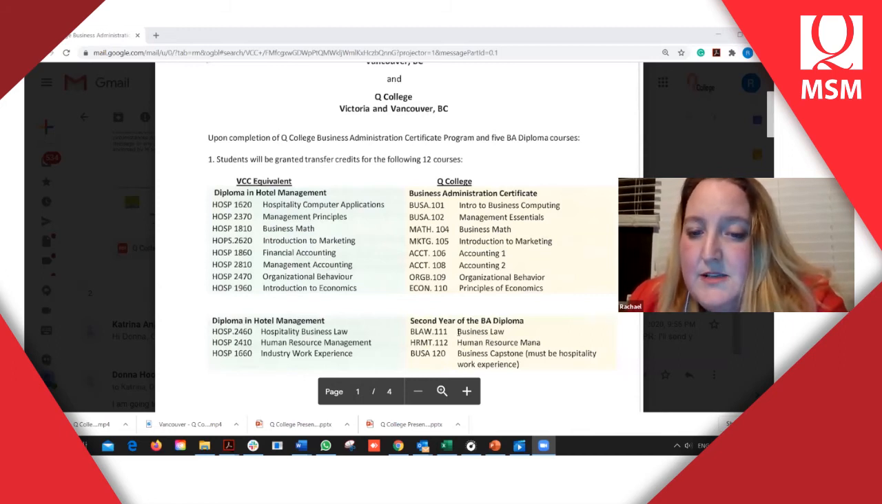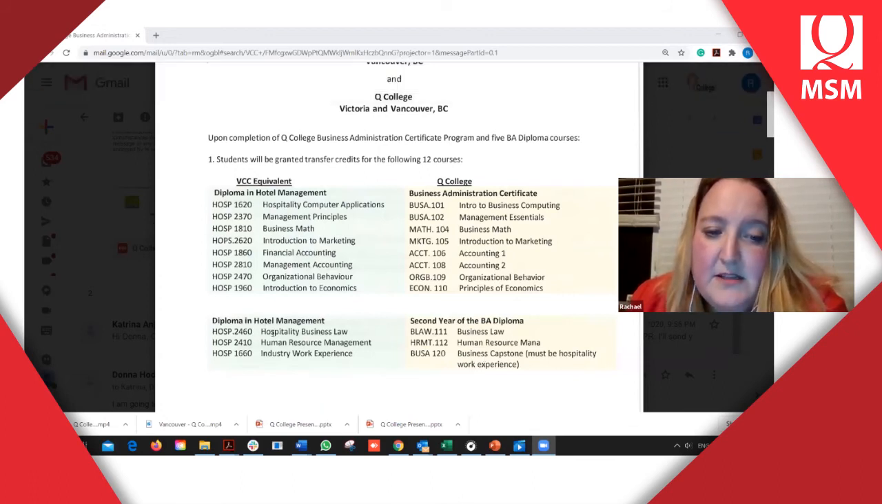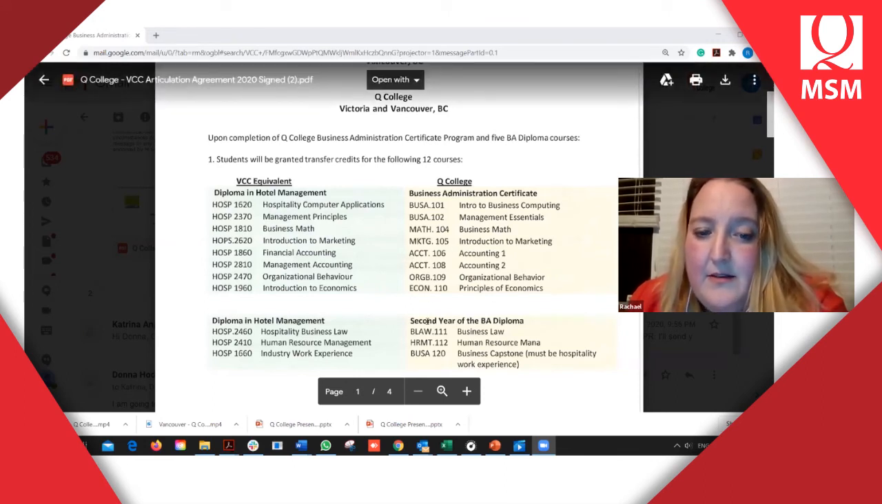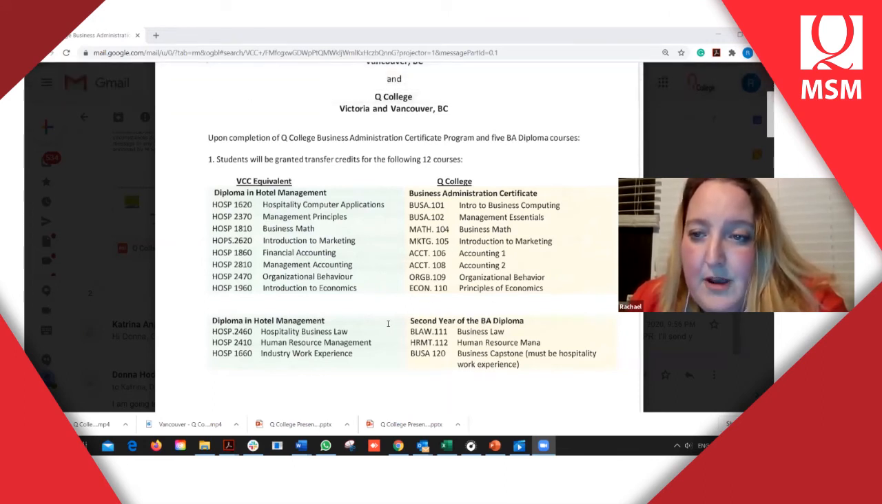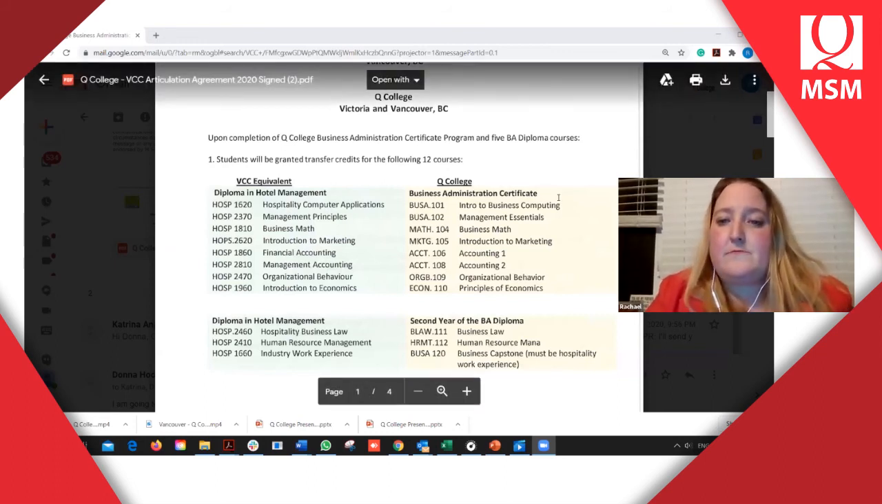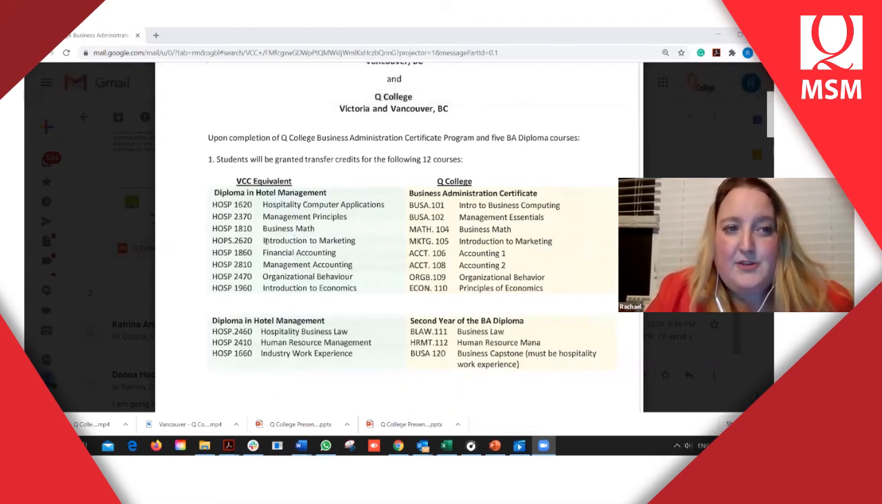So we've got our business law, human resources management, and business capstone here that transfer over into the hospitality business law, human resources management, and the industry work experience. So they have given some great transfer credits over into the program. I hope that answers the questions for the transfer credits.